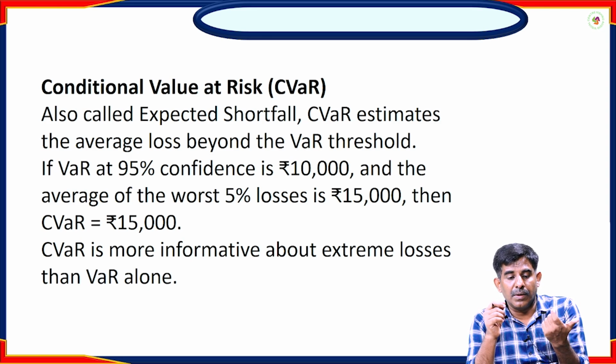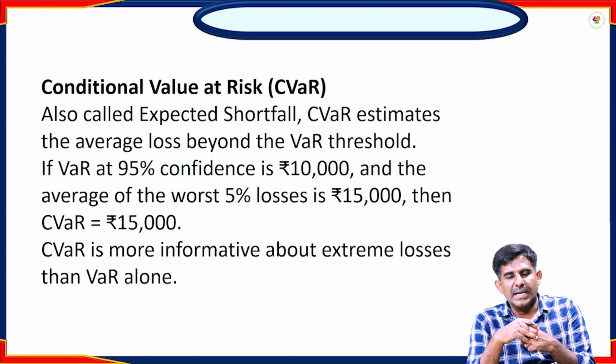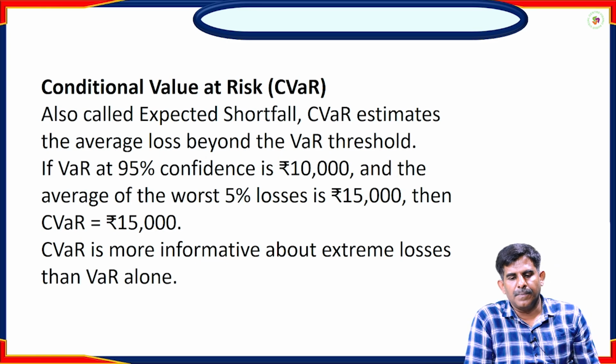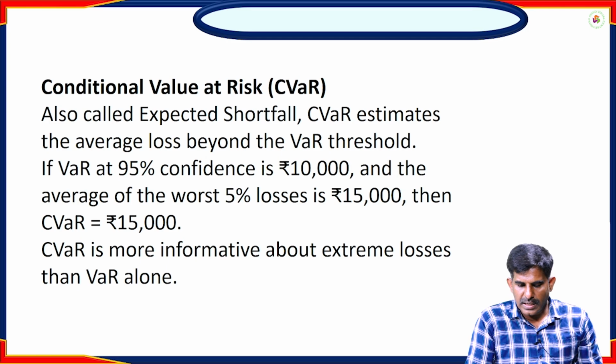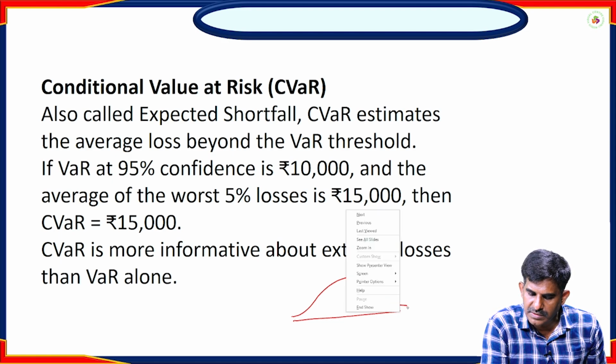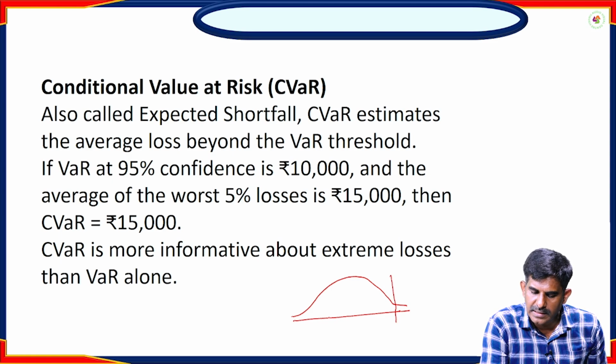And CVaR talks about, out of that particular loss, how much will be the average amount. Okay, so that is called CVaR. Please try to understand this very, very carefully. It is also called expected shortfall. CVaR estimates the average loss beyond the threshold. I want to show you, for example, a normal distribution curve, and suppose this is a one-tailed curve. For your simple understanding, I am telling the one-tailed curve. And this is the 95% part, and this is the 5% part.